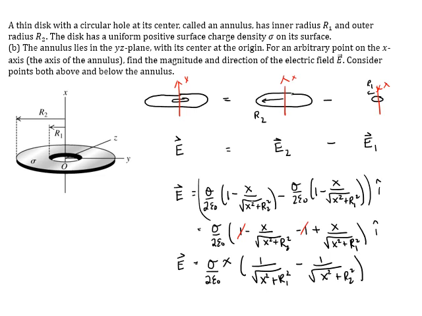And the direction of that electric field, I'm going to say, is away from the annulus. It's a positive charge, so the electric field points away. On top it points up, below it points down, so we'll just call it away.